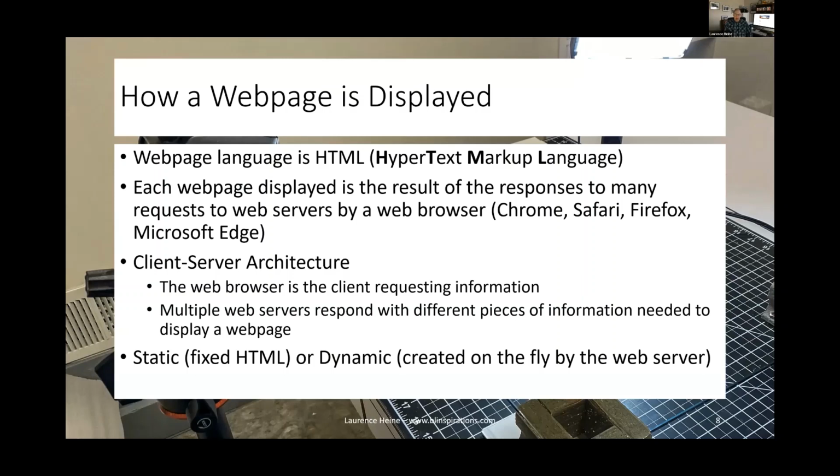The web page language is HTML, which stands for Hypertext Markup Language. There's other language used, including JavaScript, but most web pages are displayed themselves with HTML. They may be created other ways, but the final result that's displayed on your computer is usually HTML.